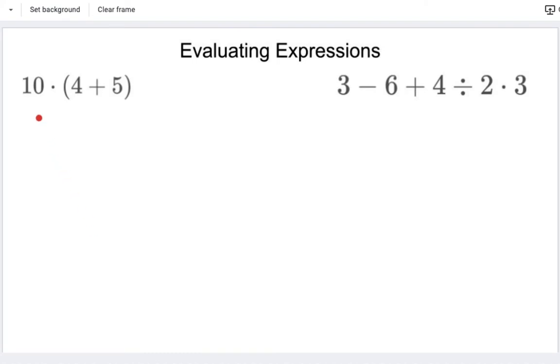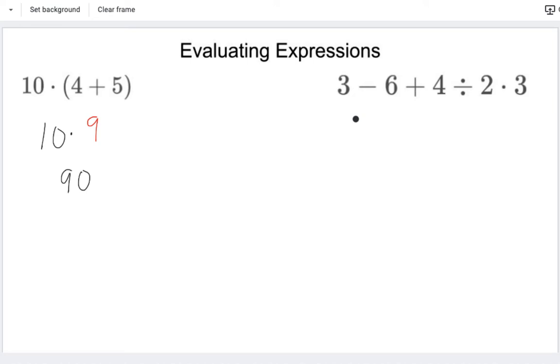In the first one, we have 10 multiplied by 4 plus 5 inside the parentheses. Now, they're not always parentheses, sometimes they're brackets, it's just any grouping symbol. So 4 plus 5 is going to be 9. So now we have 10 times 9. Once you do what's inside the grouping symbol, you can get rid of the parentheses. So 10 times 9 is just going to equal 90. So 10 times parentheses 4 plus 5 is 90.